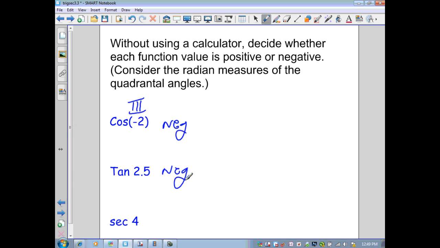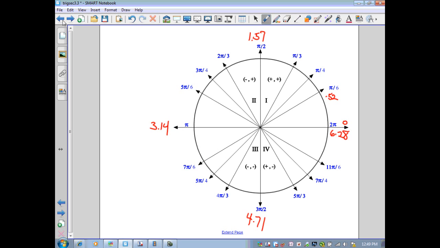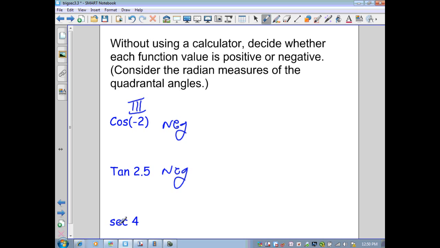Secant is cosine's reciprocal. Therefore, this is going to be 1 over x, and 4 radians is going to fall between 3.14 radians and 4.71. Therefore, this will be in quadrant 3. So my value for secant of 4 radians is going to be in quadrant 3. My x value is negative, so this is also a negative solution.